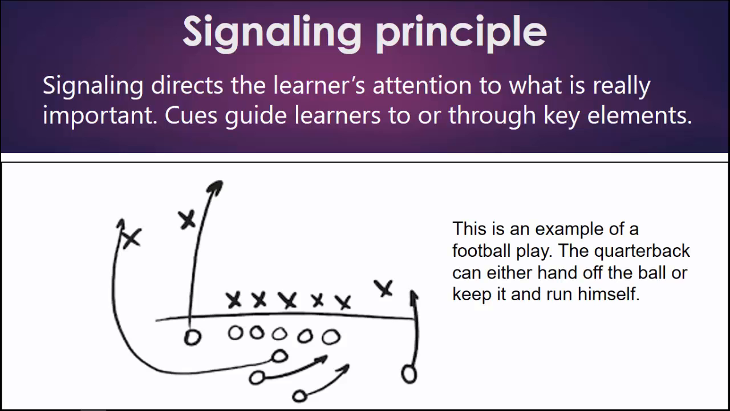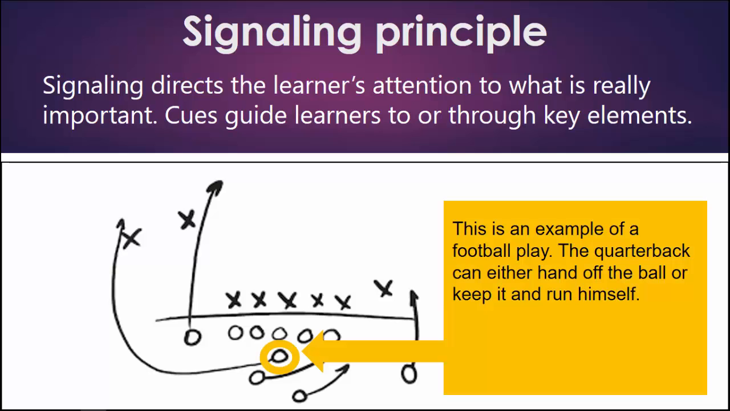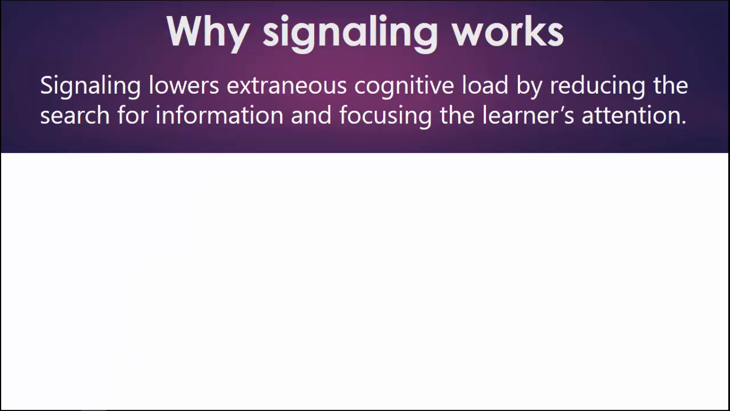We're teaching our learners about football plays. And here it says the quarterback can either hand off the ball or keep it and run himself. Well, if you're not familiar with the markings for football plays, it may be very unclear who the quarterback is in this drawing. So that's where signaling comes in. Now we can clearly see which of these X's and O's represents the quarterback, and what exactly it is we're trying to get from that. So why does the signaling principle work?